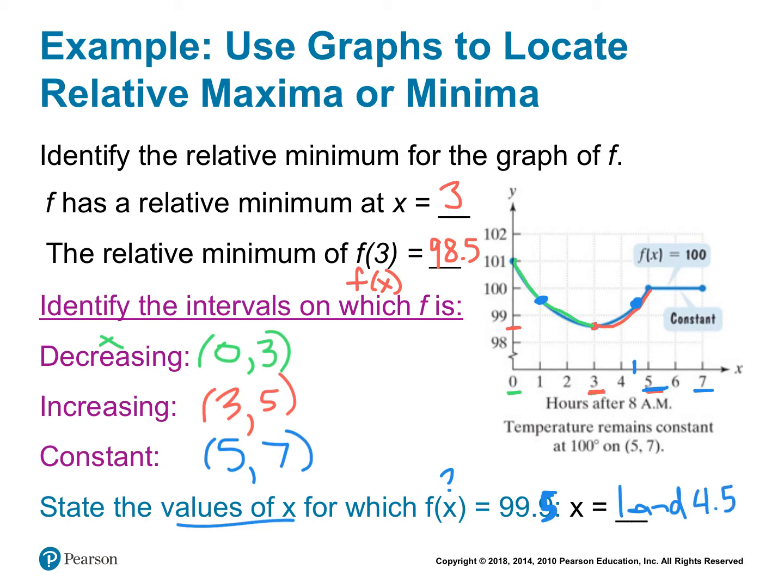So that means if you look at the label, at 1 hour after 8 a.m. and 4.5 hours after 8 a.m., your fever is at 99.5 degrees. So you're just finding that missing x. What is f of x? The missing x that would give you 99.5. And sometimes you will have more than one like we did on this example.